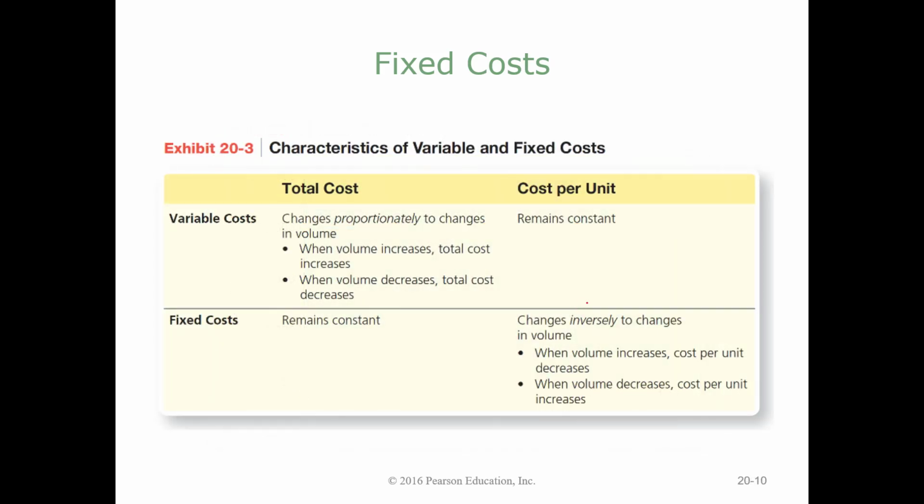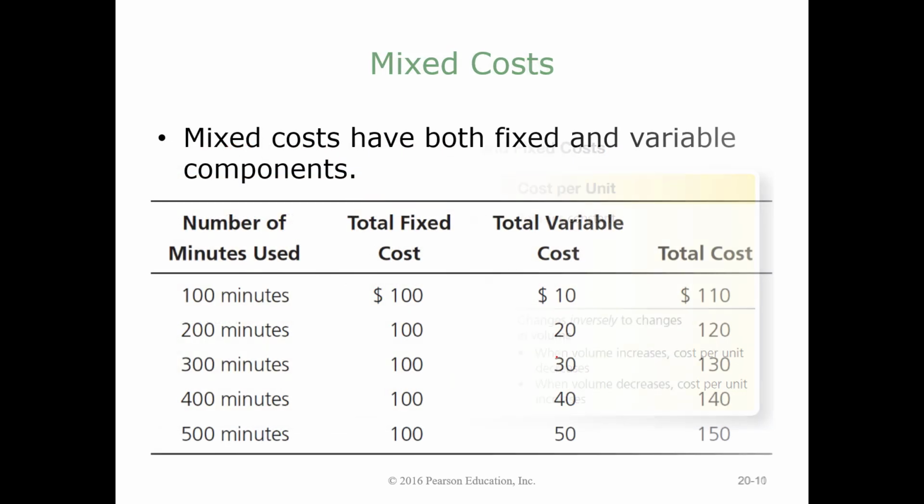This is a table summarizing what we just said. Variable cost changes proportionally to change in volume, and the cost per unit remains constant. For fixed cost, the total will remain constant, but the cost per unit will change inversely to volume.